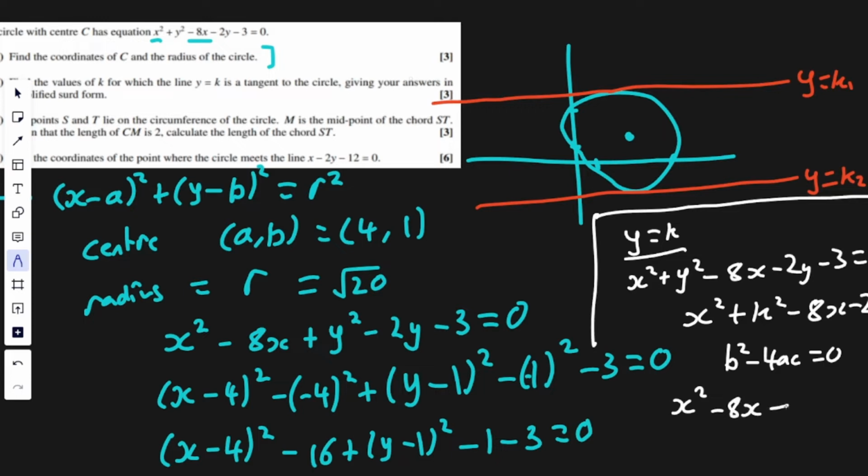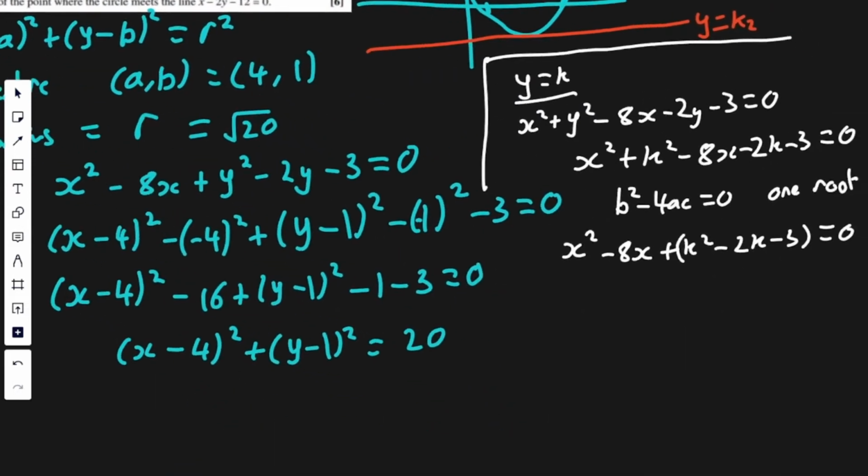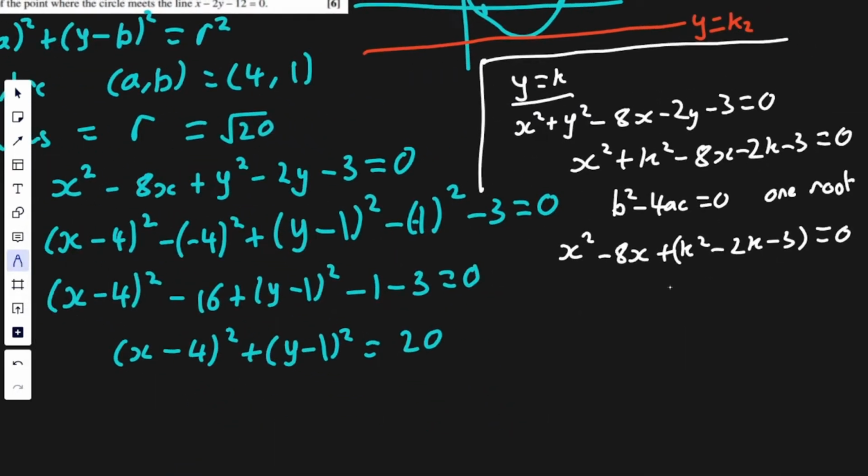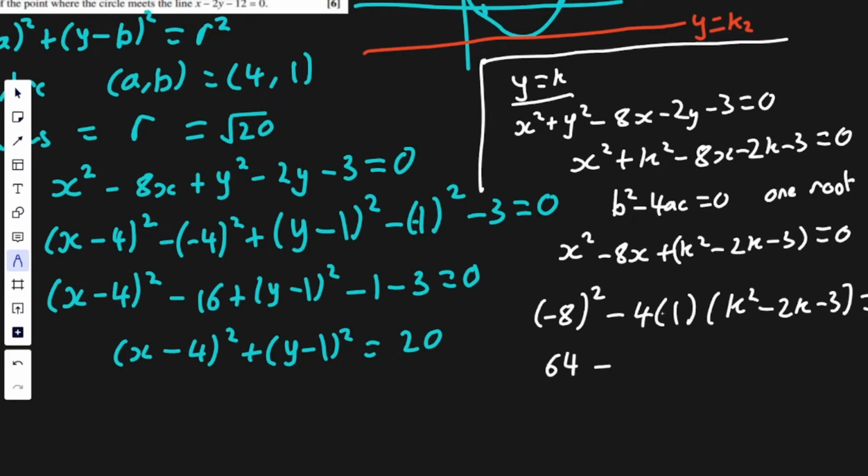We rearrange it into the proper quadratic form, so quadratic in x. We group up all the x's together in their proper order, like this, starting with x squared, x to the 1, then finally the constant term. And now we just do b squared minus 4ac equals 0. So b is minus 8, squared, minus 4 times a times c is equal to 0. This gives us 64 minus, well, it's just going to be minus 4 at the front here.